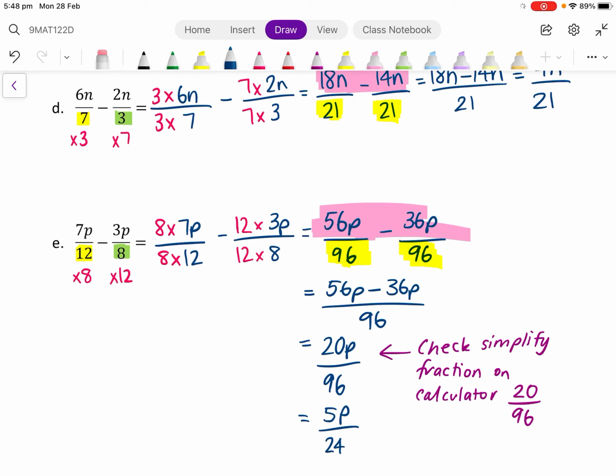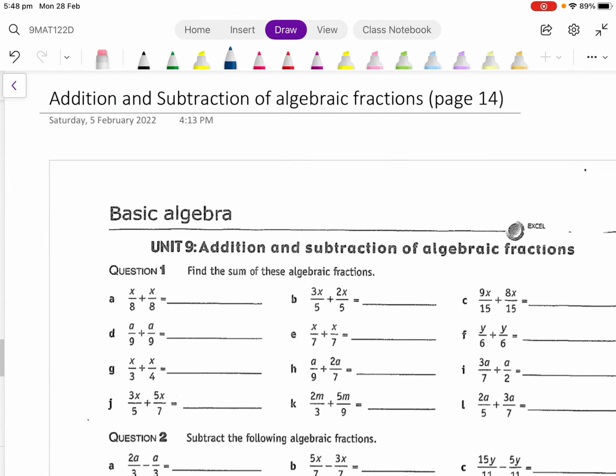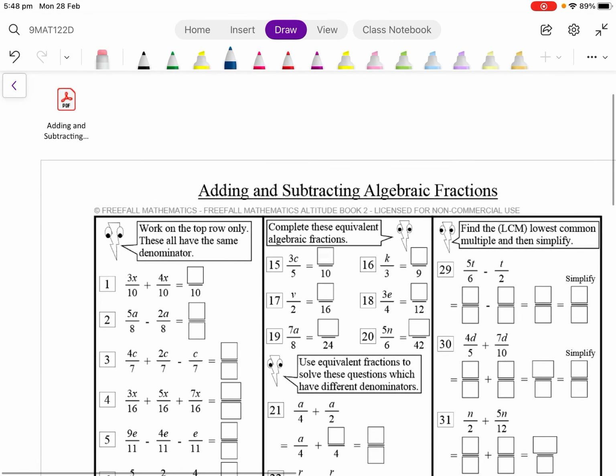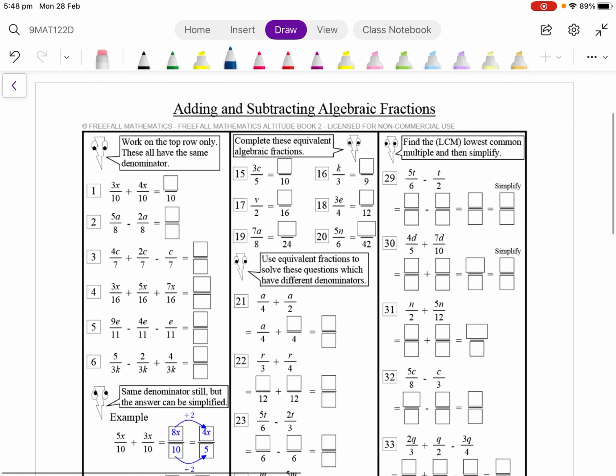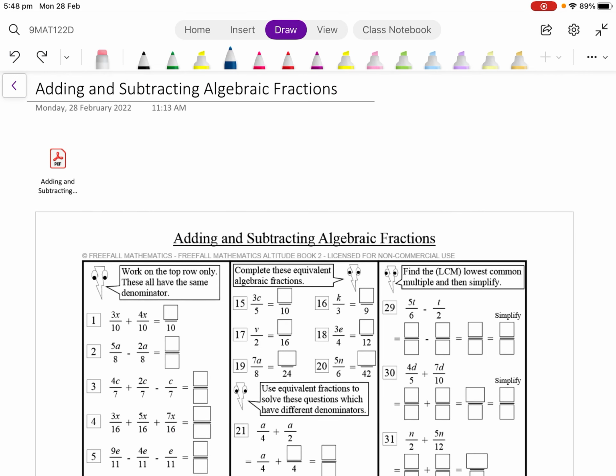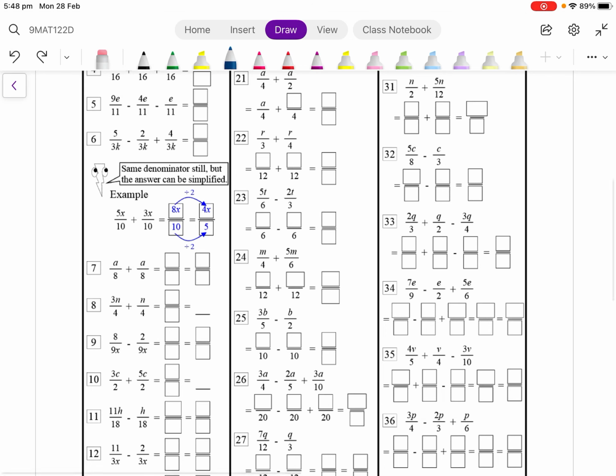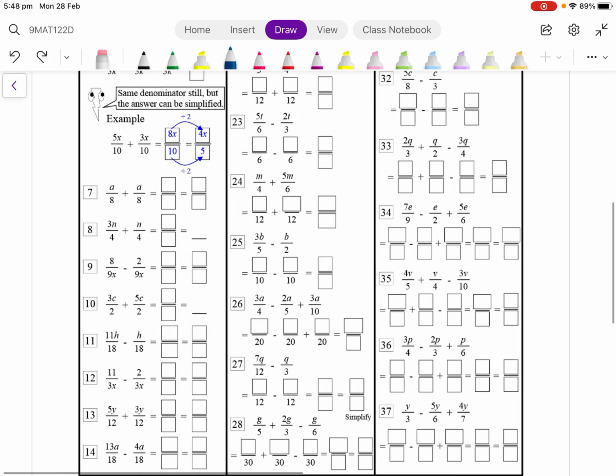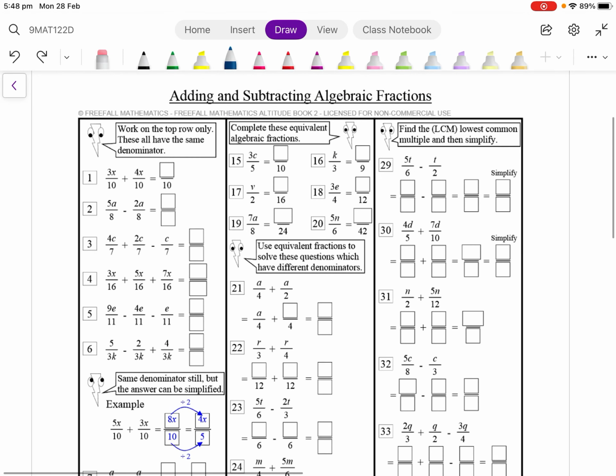Now what you're going to do is the worksheet that looks like so. You're going to do this worksheet, and it steps you through how to do each question. This first column says to work on the top row only, because they all have the same denominator. Then we want to simplify, so you want to use your calculator for the rest of this column. Then you want to complete some equivalent algebraic fractions: what do you multiply 5 by to get 10? You multiply by 2, so you must multiply the numerator there by 2, and you'd get something like 6c.